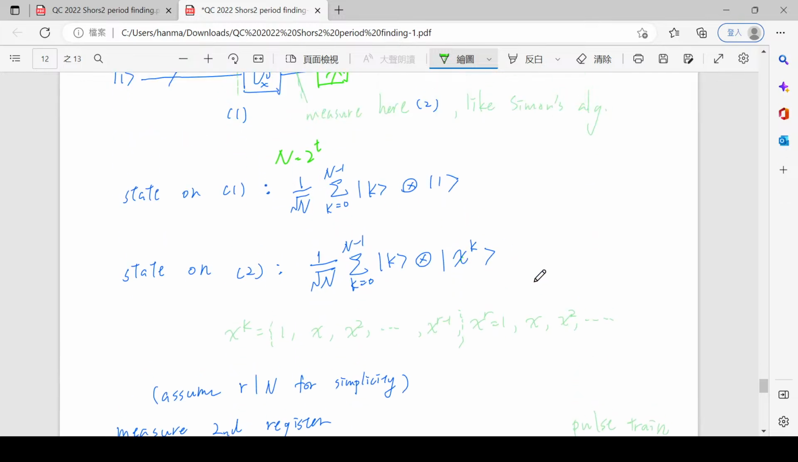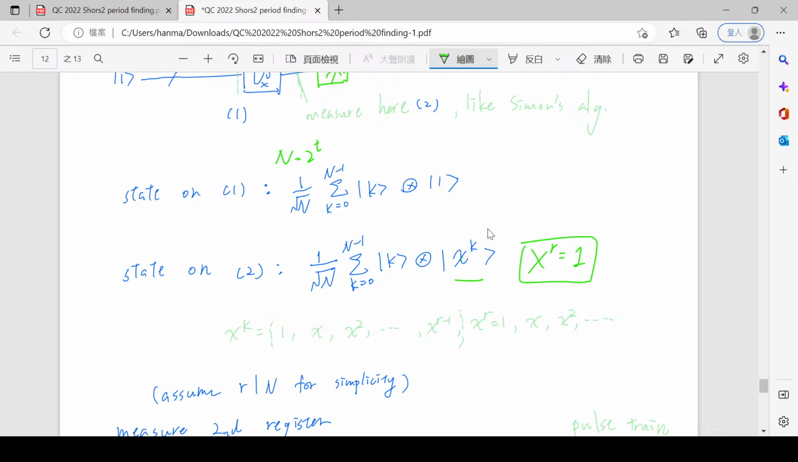So what is this x to the k actually? Remember, x to the k are not all different, because our x has a period, such that x to the r equals 1. So this thing is actually periodic. That's why we say period finding. If we list them all, we get 1, x squared, x cubed, etc., all the way to x to the r minus 1, and then x to the r equals 1.